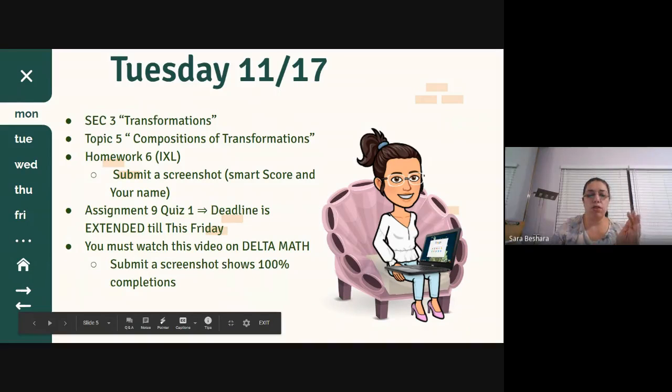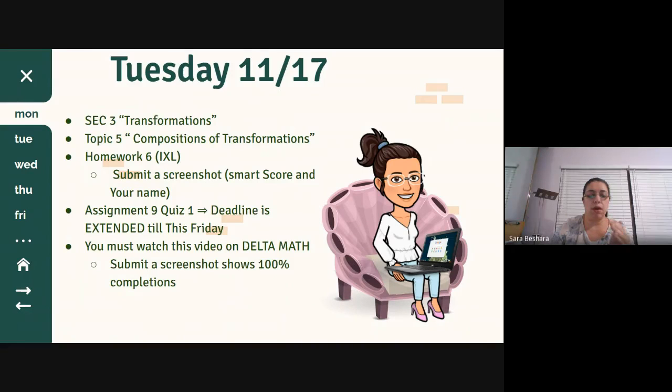Well, all of you will watch the video on Delta Math for 20 points. But let me show you exactly what I'm going over today, and then I'll jump right ahead because I don't want to take extra time on the video talking. So first, we will continue with section 3. This is section 4, topic 5 now, composition of transformation.